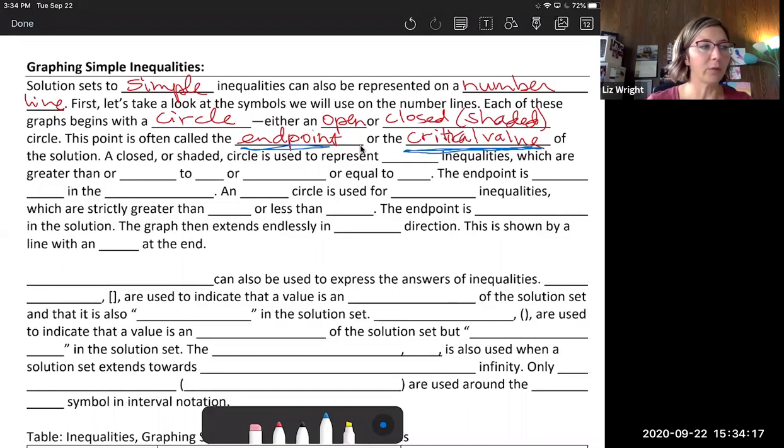A closed or shaded circle is used to represent weak inequalities, which are greater than or equal to, or less than or equal to. And the endpoint is included in the solution.